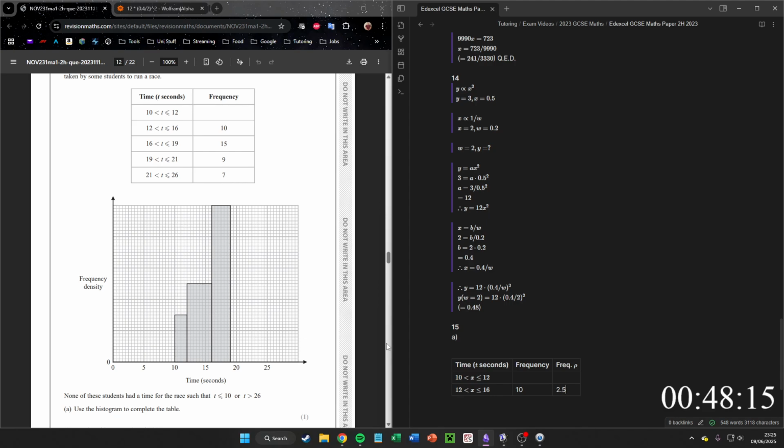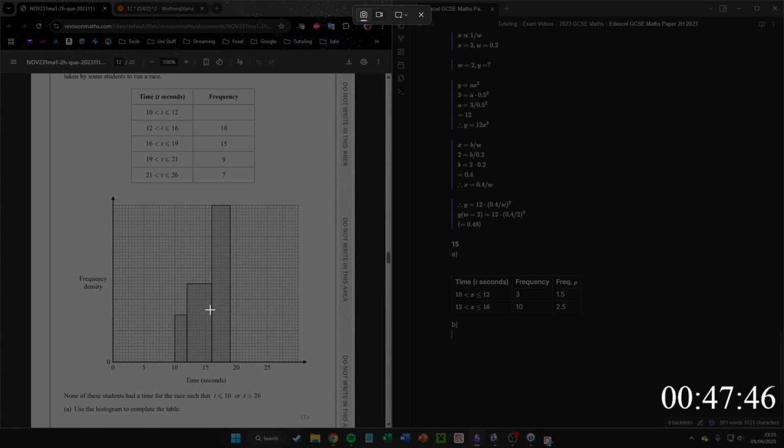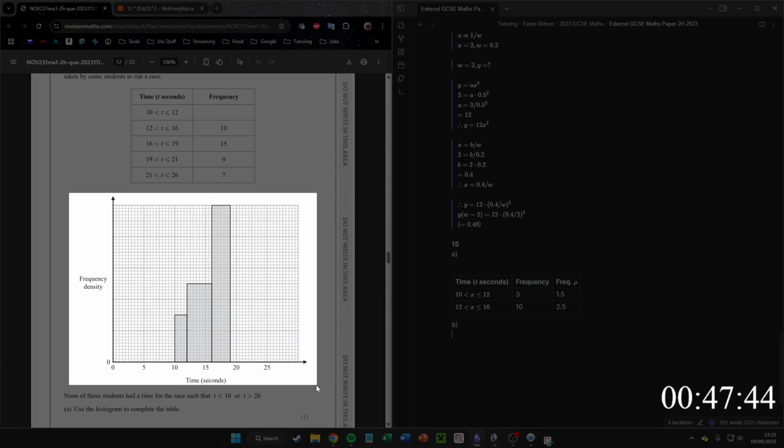is 0.1. Yeah, exactly. So this is 1.5 here, the frequency density. We can now fill that in. And then frequency. Okay, so frequency density of 1.5, class width of 2 gets us a frequency of 3. The table is already filled in there, so I have completed the table, haven't I? And then I can use that information to complete the histogram. So I just have to do the 2 final classes, I think.